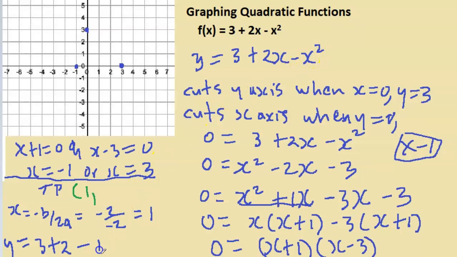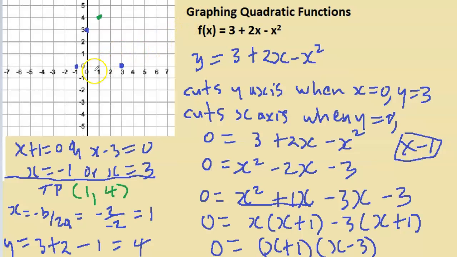So the x value is 1, and we plug it in to get the y value. So 3 plus 2 times x, that's 2 times 1, and minus x squared, that's minus 1 squared. So 3 plus 2 is 5. 5 minus 1 is 4. So the turning point is (1, 4).